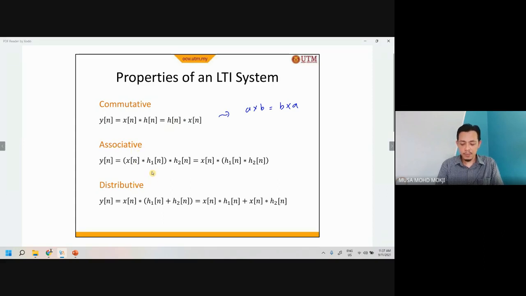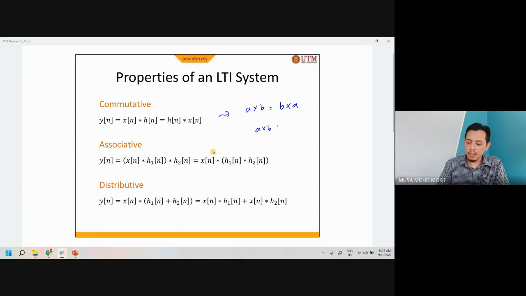Associative is again the same thing. It's like a multiply and a summation. So if you have xn and then you do the convolution with h1n and then do convolution with h2n, you can do either one first. You can do convolution between xn and h1n first, or you do h1n convolve with h2n first and then solve the rest. So it is equal. It is the same thing, associative. Similar to multiplication, right?